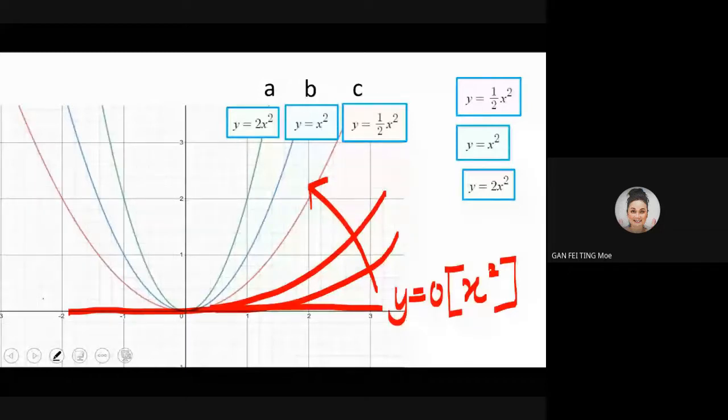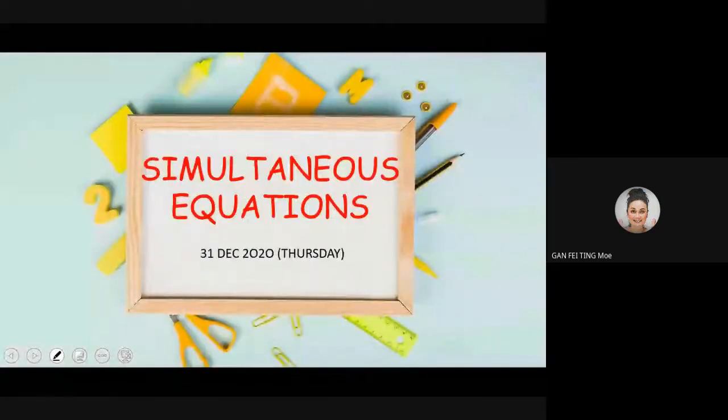Please take note now. Today we are going into simultaneous equations. Today is 31st of December, Thursday. Even though it's the last day of 2020, you should go and count down, but just because of MCO, you stay quiet at home, okay?